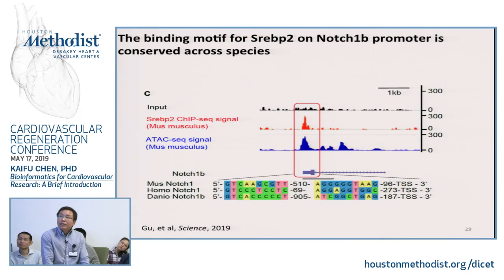Next we found that the binding motif for SRBP2 on the Lrp promoter is highly conserved in different species, from mouse to human and to zebrafish. So we defined the binding sites, or the binding motif, for SRBP2 in all these species.